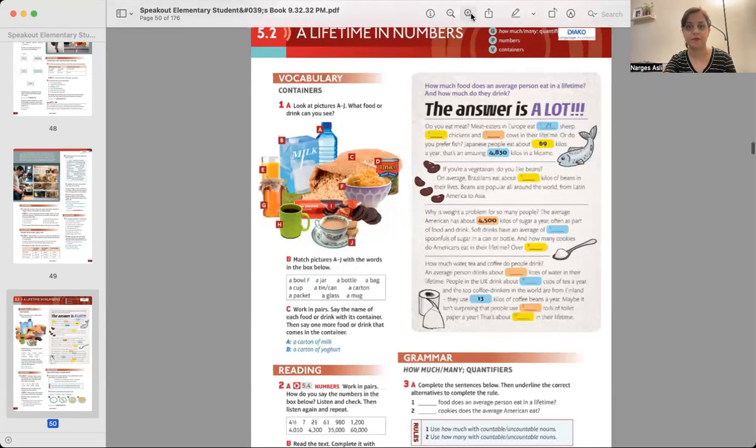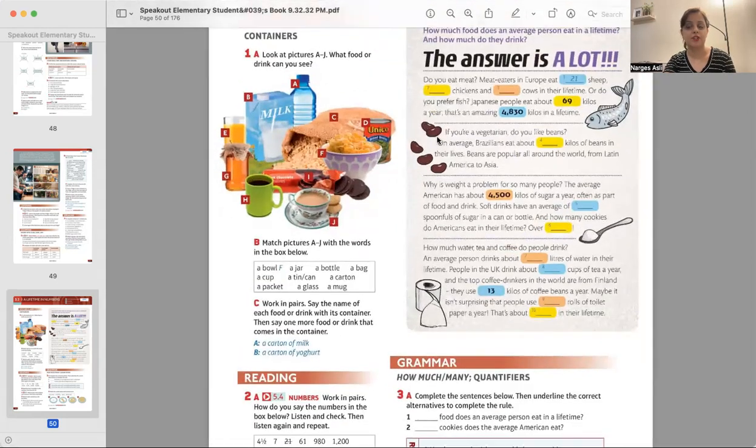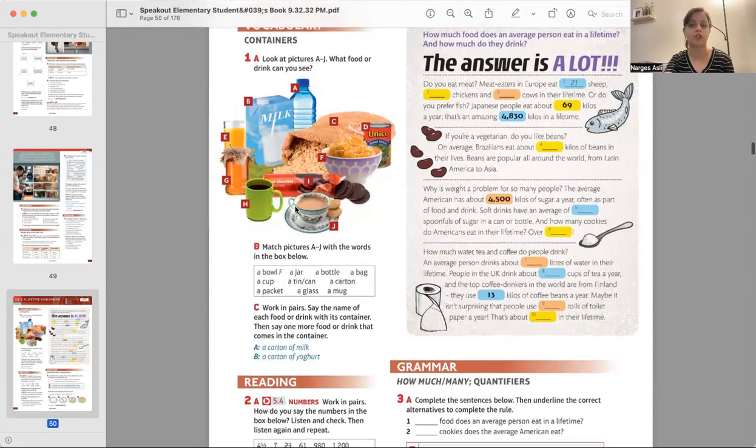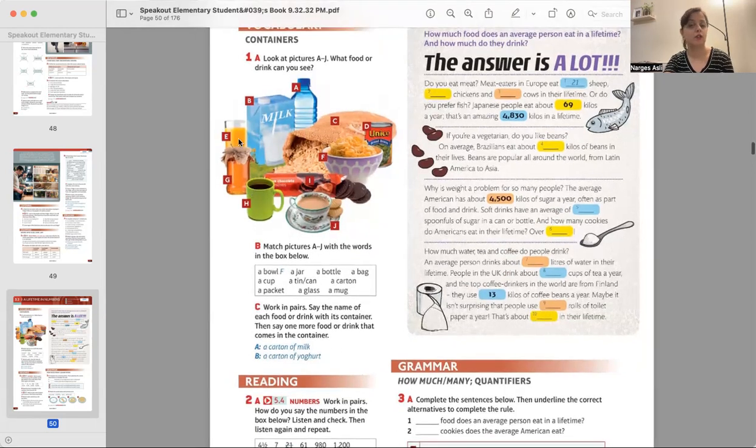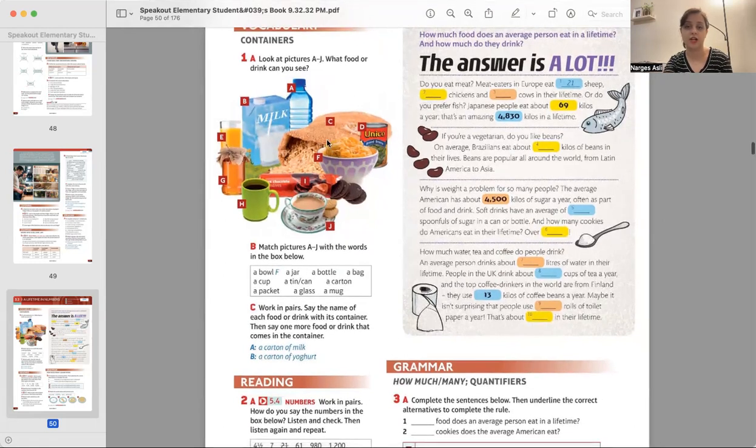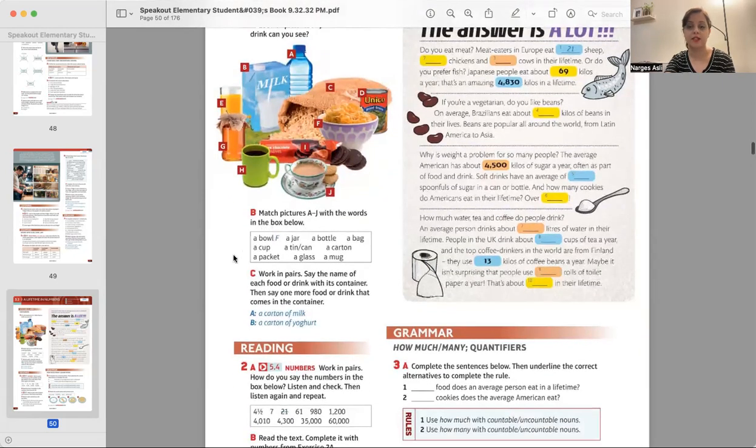Containers. Okay. Look at the picture A to J. What food or drink can you see? You can see coffee, hot chocolate, honey, orange juice, milk, mineral water, rice, and I think it's a kind of popcorn, I don't know, or cornflakes, cans, and cookies. Let's take a look at this box. Match picture A to J with the words in the box below.